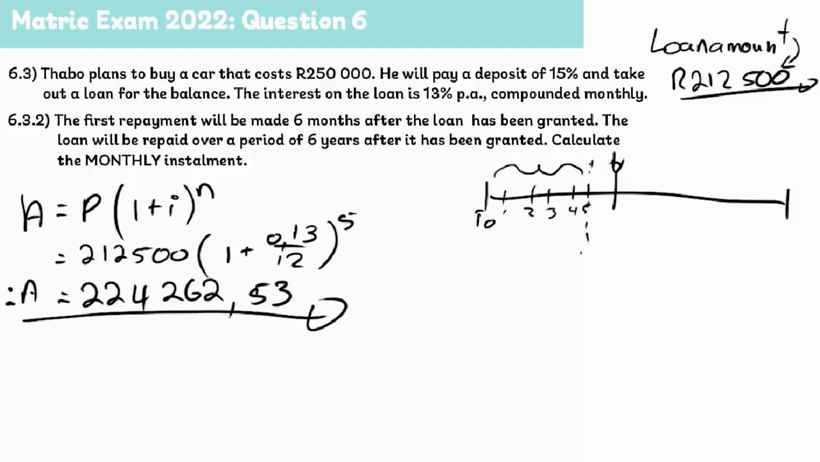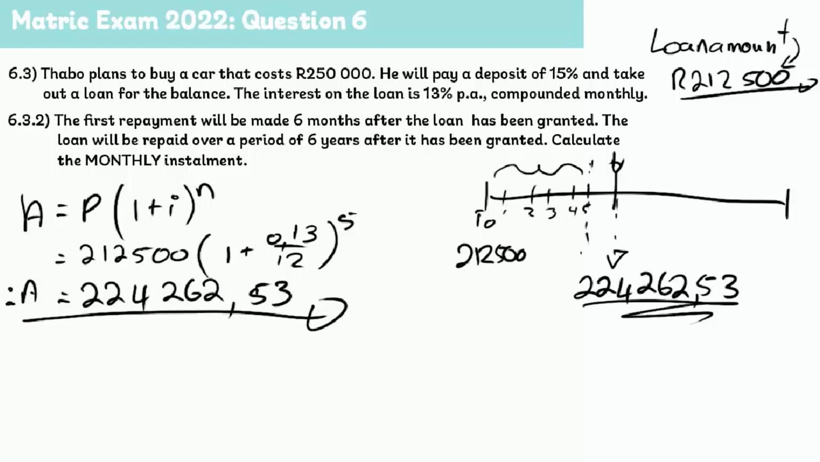That means at month 6, when you start paying, it is no longer 212,500 which you're going to be paying interest on, it's 224,262 Rand and 53 cents. That there is now the loan amount. So this now equals P in our next formula.